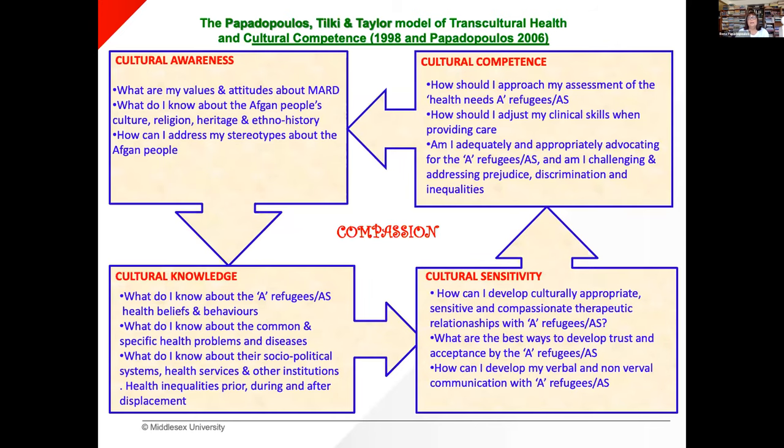So for example, looking at the case of the Afghan refugees, the most recent group of people, how do we address the cultural awareness component? We need to start by looking at our own values and attitudes about these people. We need to learn more about their culture, religion, heritage, and ethnic history. It is not a given that people will know, and our students, whatever age they are, need to engage with this body of knowledge. And how do we enable them to reflect on the stereotypes, that we all have stereotypes about people, so that they can move on with more open minds?